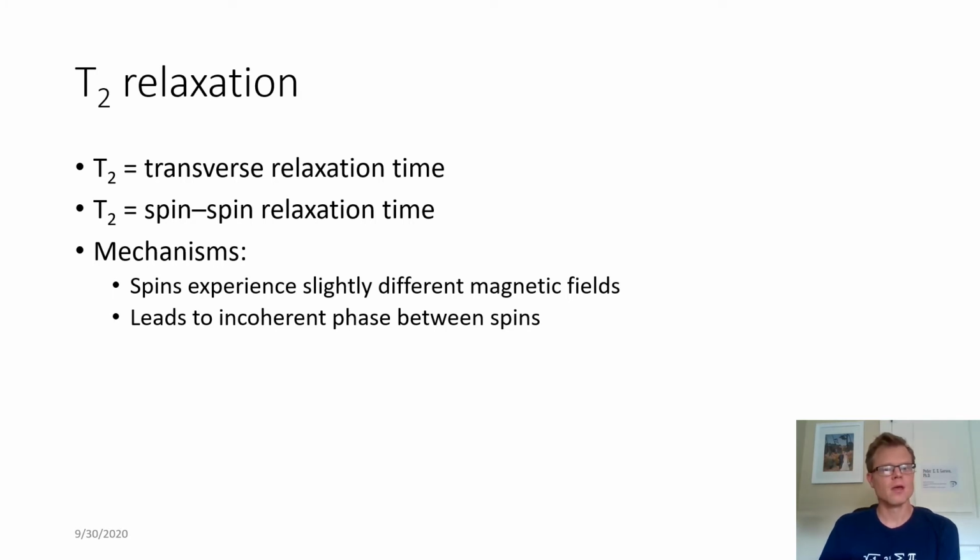And that's because of these mechanisms listed there, that the spins basically experience slightly different magnetic fields, and in fact, due to the magnetic fields that they create, right? Each spin is a little magnet. It's going to create its own little magnetic field, and these magnetic fields between the spins are going to interact with each other and lead to this T2 relaxation effect, which we can describe by the incoherent phase that exists between spins. And I'll unpack that statement in the coming slides here.